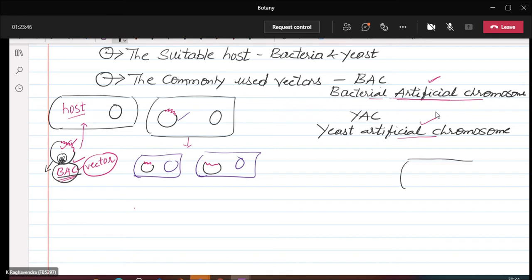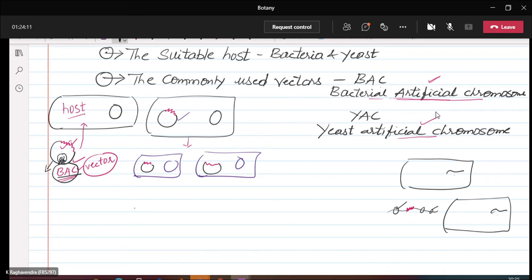They have isolated the DNA from the yeast. For example, this is the DNA from the yeast. They isolated it from some yeast cells. They have kept the origin of replication intact. They have kept some other genes also intact, and they have inserted the desired gene into this. And this yeast artificial chromosome they have inserted in the yeast.